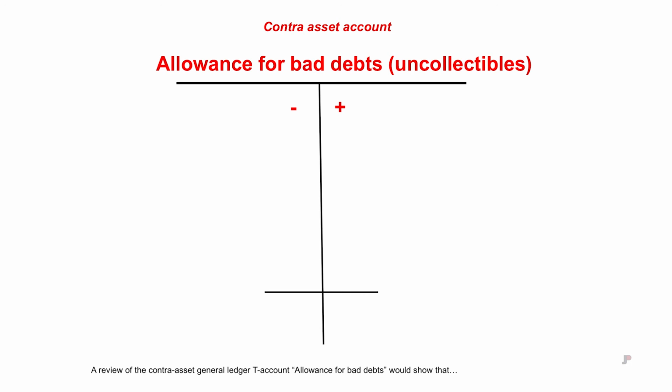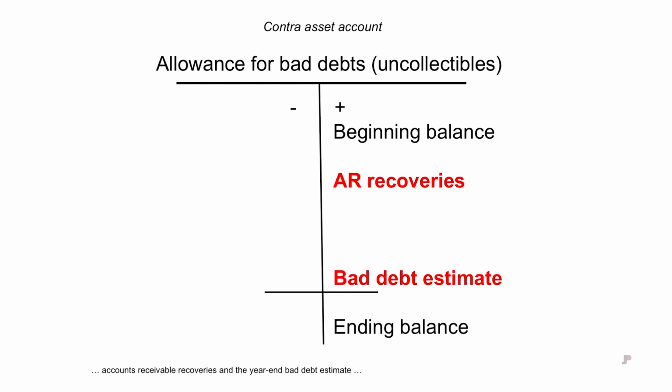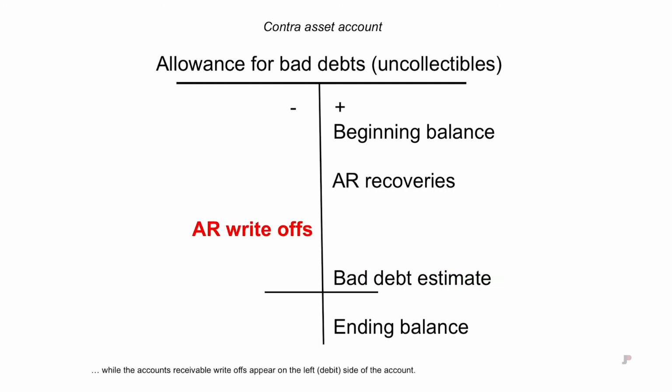A review of the contra asset general ledger T account allowance for bad debts would show that the beginning and ending balances are carried on the right credit side along with accounts receivable recoveries and the year-end bad debt estimate, while the accounts receivable write-offs appear on the left debit side of the account.